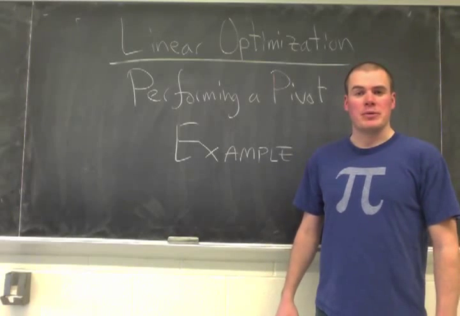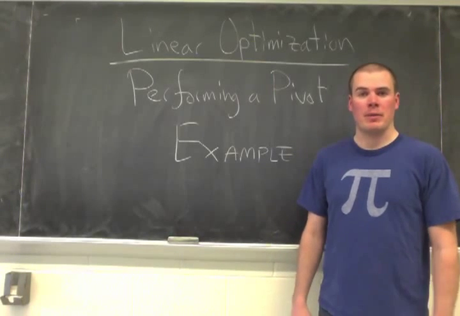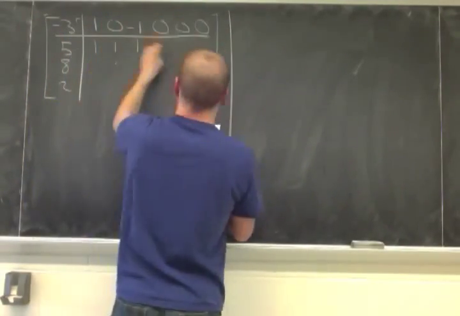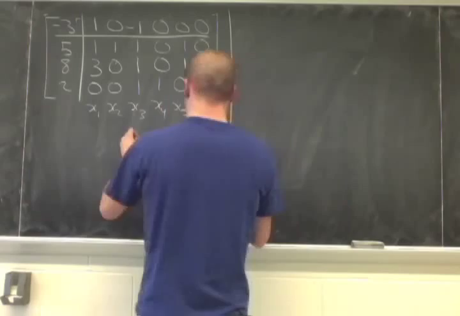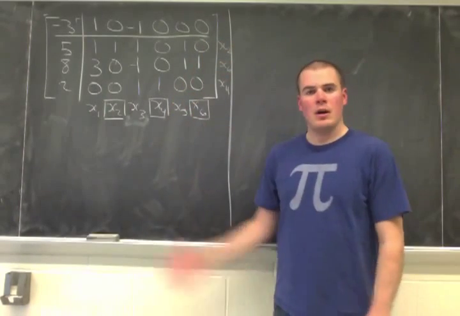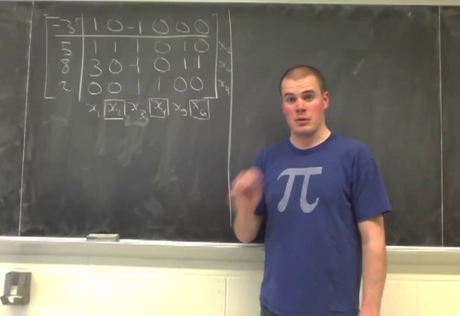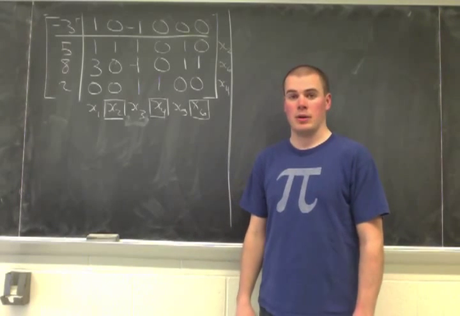Welcome back to Linear Optimization. We're going to give an example of performing a pivot. Here we have an organized tableau, similar to before but slightly different. So it's not the same example that we did earlier.